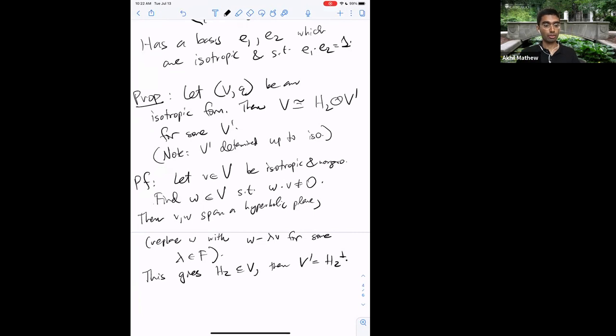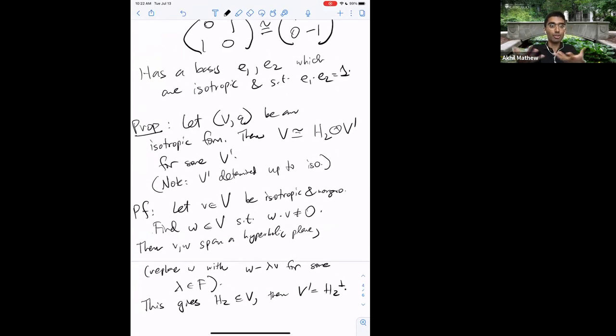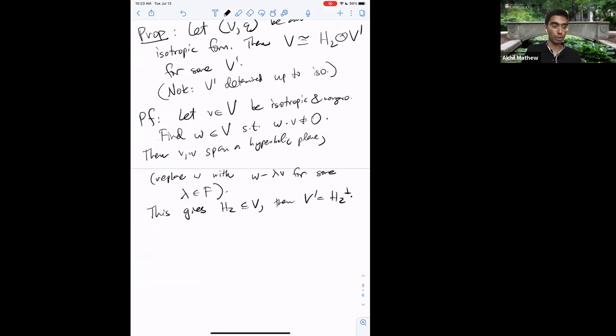Right. So this is really useful because it's saying that whenever you have an isotropic form, and the standard example of an isotropic form is just a hyperbolic plane, you can always peel off a copy of the hyperbolic plane and you're left with something smaller. And in fact, you can just keep doing this. You can keep peeling off copies of the hyperbolic plane until you're left with something anisotropic, something with no non-trivial zeros. And by Witt cancellation, that's going to be determined up to isomorphism.